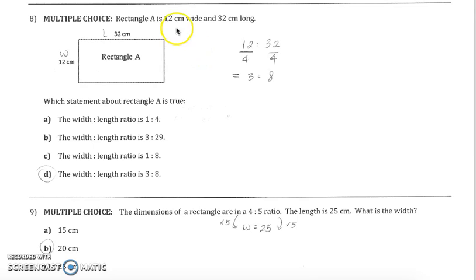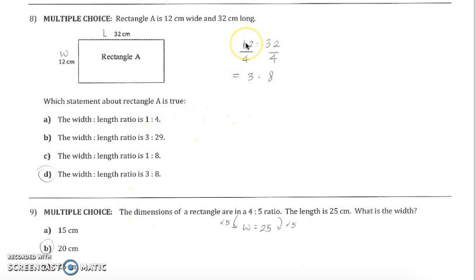Number 8. Rectangle A is 12 centimeters wide and 32 centimeters long. Which statement about the rectangle is true? So take a quick look at the options. This is about width to length ratio. So let's set this up first in a blank space before we look at the correct answers.